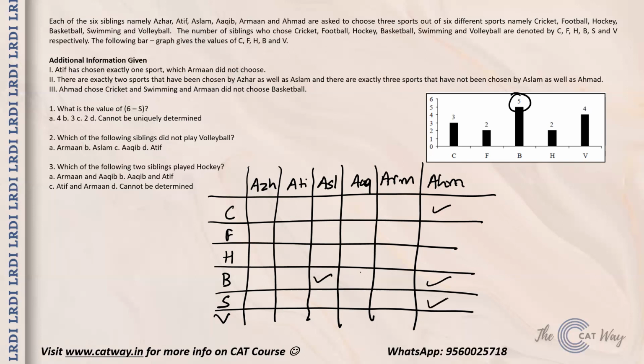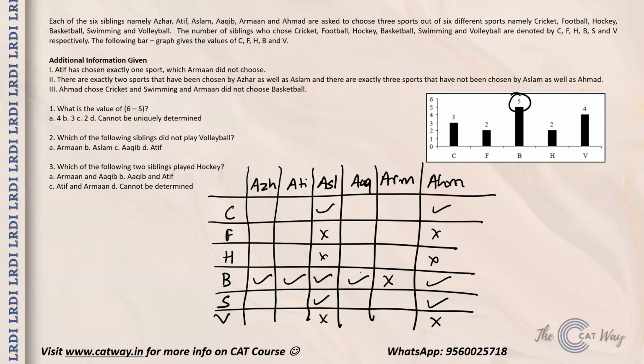And Arman did not choose basketball. So if Arman did not choose basketball, that means all the other 5 people did choose basketball. And for Ahmed also, we know which 3 sports he chose. That means the other sports he is not going to choose. Okay, for Ahmed, we are clear. And if we are clear for Ahmed, that same thing will be followed for Aslam as well. So Aslam will also choose cricket, basketball, and swimming, and the other sports he is not going to choose.